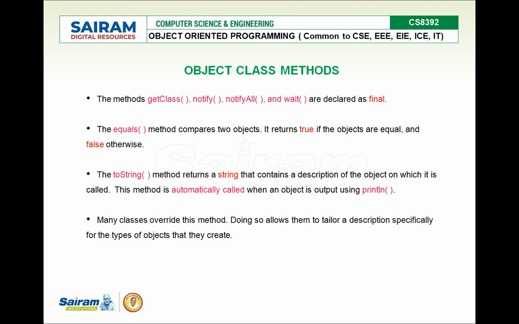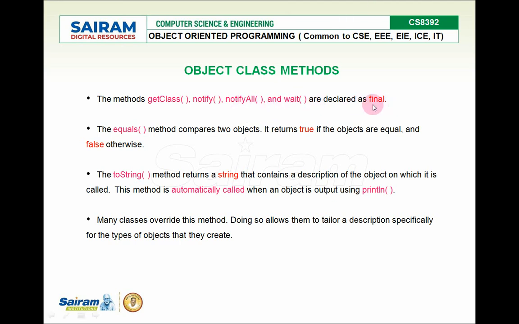And now we'll see a few methods available in the Object class. For example, methods like getClass, notifyAll, wait, equals, toString are a few methods offered by the Object class. In that, getClass, notifyAll, wait are final methods.